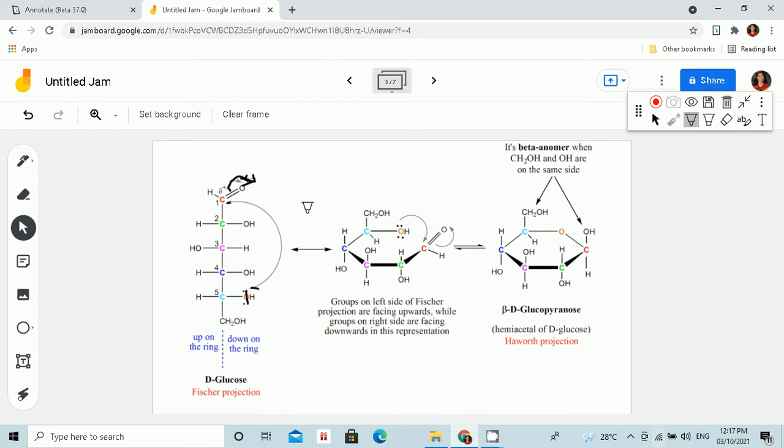Okay, so why a cyclic form? Because the OH and the aldehyde are closer to each other. That's why the cyclic form is dominant, because it is much easier. This results in the ability of the carbonyl group to react with our hydroxyl group. It is easier since they are closer. Alright, so let's take note of that.